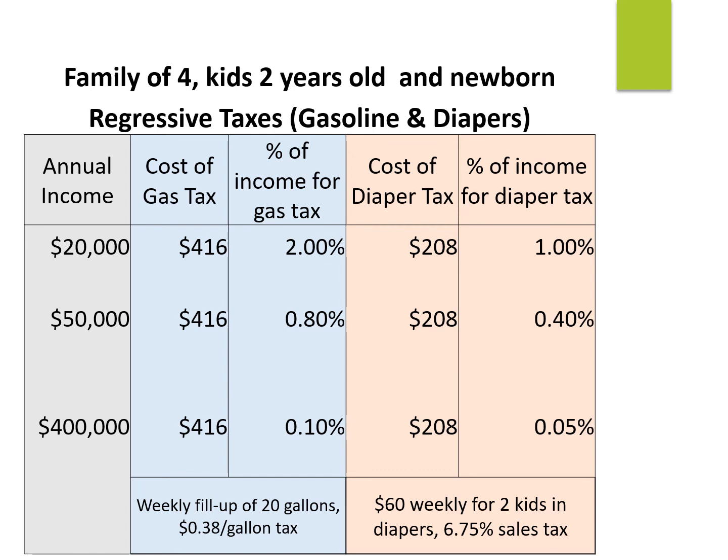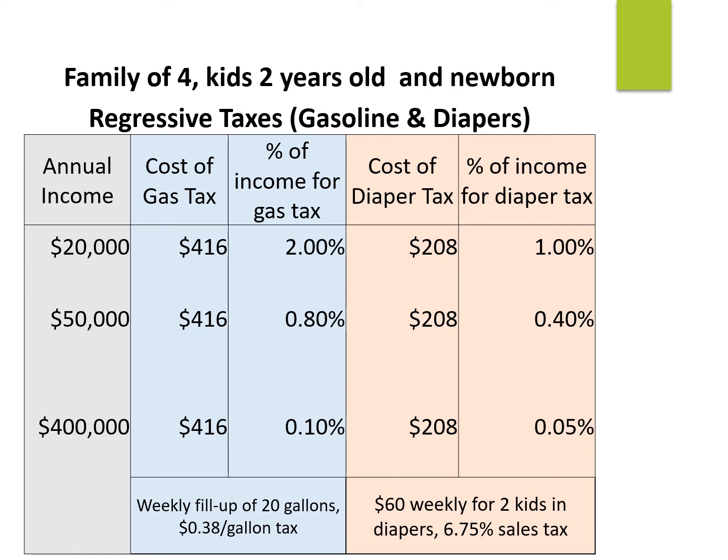What we see is that for an annual income of $400,000, that's a tiny slice. That's only 0.1% of that person's income. Whereas for somebody with an annual income of $20,000, it's 2% of their income to pay the tax on gas, not just to pay for gas, but to pay the tax on gas.